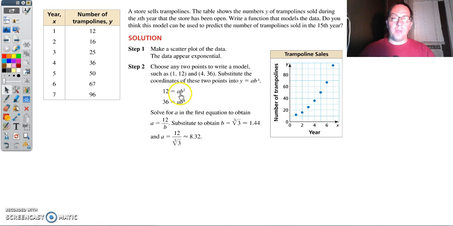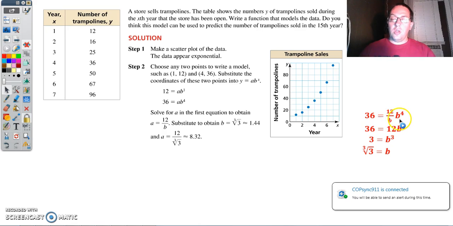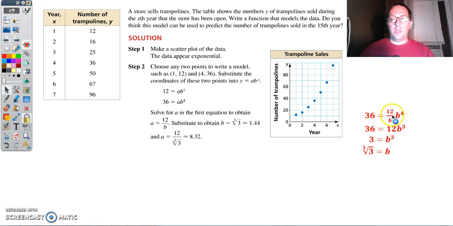So we're going to get a by itself. We're going to divide by b to the 1, or divide by b. I'm going to put this over here. All right. Take this a value, plug it into a for the second equation. So 36 equals 12 over b times b to the 4th. B to the 4th divided by b is b cubed.